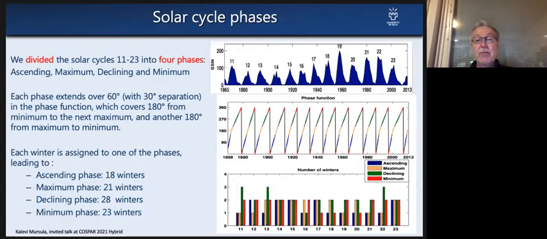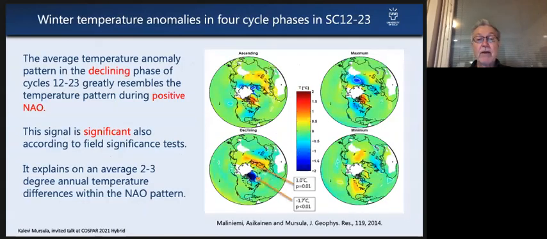In order to study the possible relation of NAO with the solar cycle, we divided the solar cycles 11 to 23 into 4 phases: the ascending, maximum, declining, and minimum phase, each denoted by its own color in the 2 lower panels of this figure. We then assigned each winter to one of these 4 phases. We collected the winter temperature data separately in the winters of the 4 different cycle phases for these cycles.